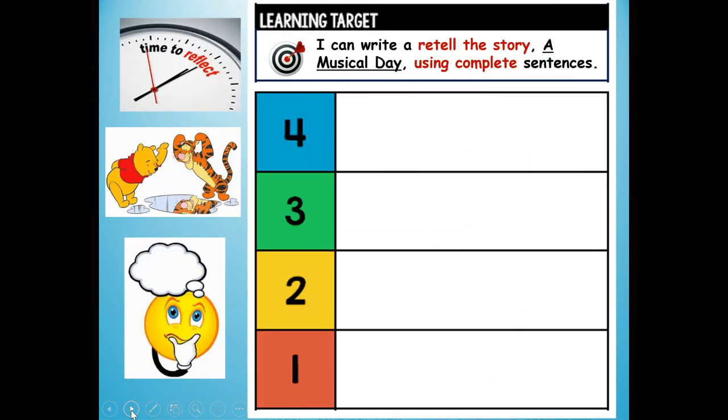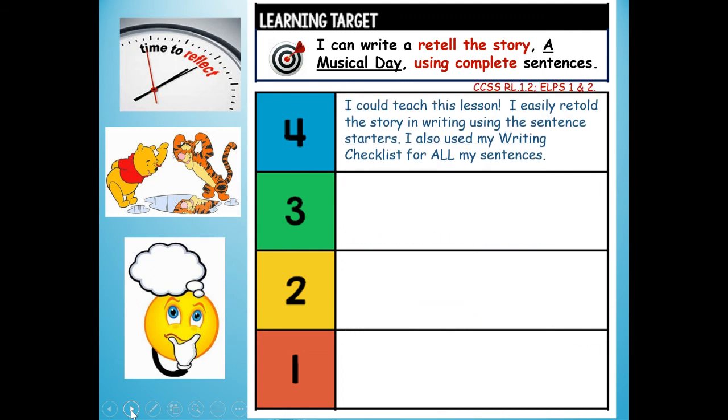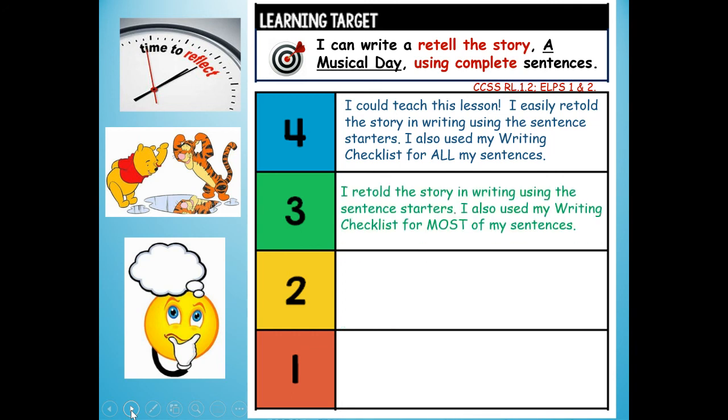Okay, let's review. On the top of your paper, how do you think you did reaching the learning target? I can write a retell of the story, A Musical Day, using complete sentences. Would you give yourself a 4? I could teach this lesson. I easily retold the story in writing using the sentence starters. I also used my writing checklist for all of my sentences. Would you give yourself a 3?